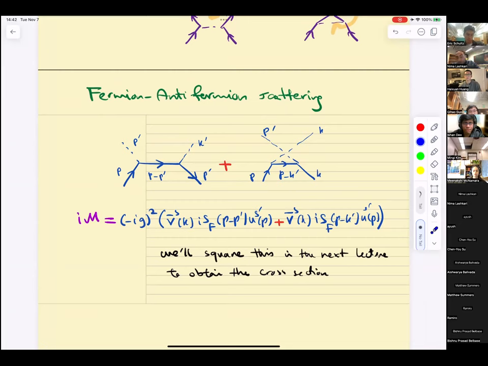They come, a fermion and antifermion come in, and after the interaction, you end up with a pair of scalars, right? That's a 2-to-2 matrix. A fermion and antifermion come in, and the result of the interaction is that you release two scalars. Now, these two diagrams have a plus in the middle. Do you guys know why?